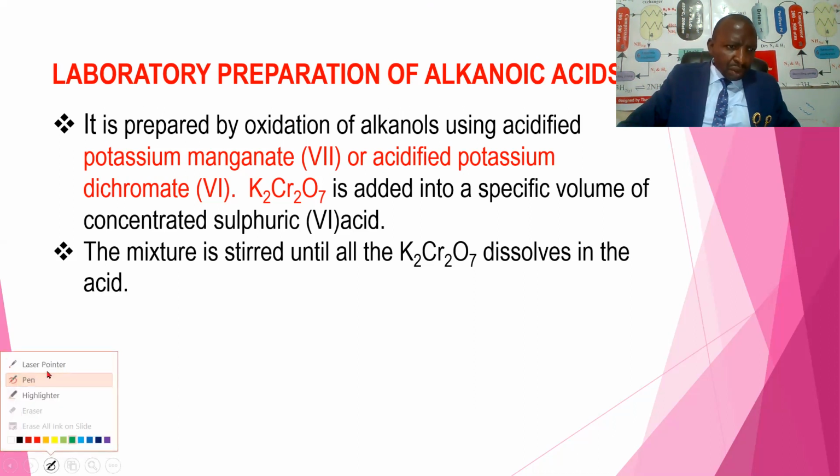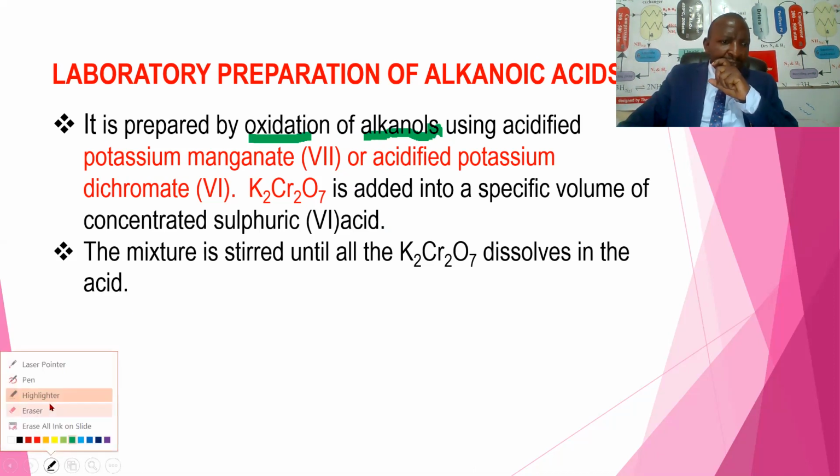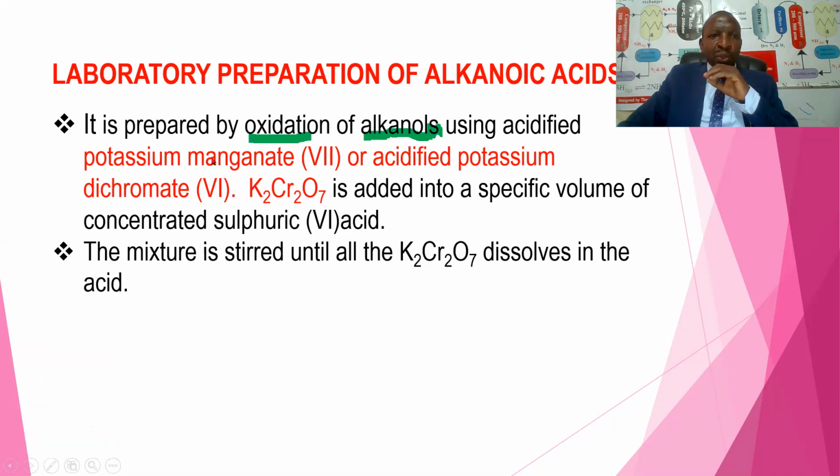So it is very important for you to understand that the preparation of alkanoic acid is through oxidation of alkanols. You oxidize the alkanol using acidified potassium manganate 7 or acidified potassium dichromate 6. It is added to a specific volume of concentrated sulfuric acid.